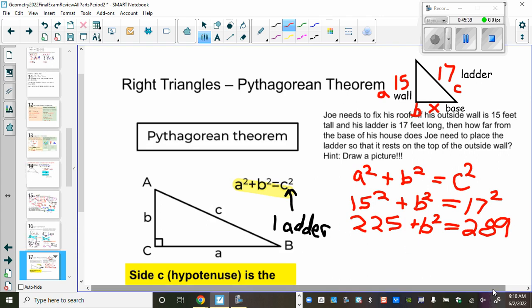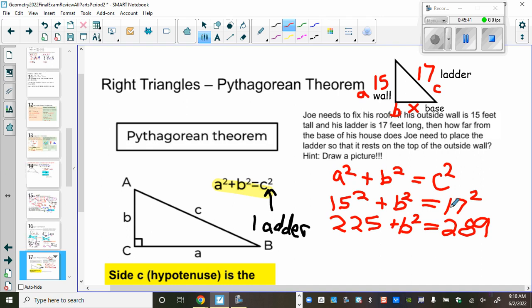We have 225 plus b squared equals 289. Now, what's our last step? Oh, no, that's not going to be our last step. But what do we have to do? The 225, can we add it to b squared or no? No. So what's going on with 225? Yeah, so we have to subtract 289 minus 225. Good job. All right, so you get 64 for b squared.